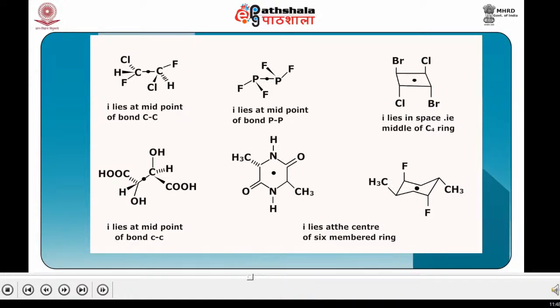Here what you find is that in some of the examples, the center of inversion lies at the CC bond, that is a bond, as in the first two examples, or it may be in space, as in example 3, or in any substituted molecule like number 5. So all these molecules have only the center of inversion, no other symmetry elements present. You can try any of these molecules. So these examples belong to the Ci point group, molecules having only a center of inversion, no other symmetry elements present in them.